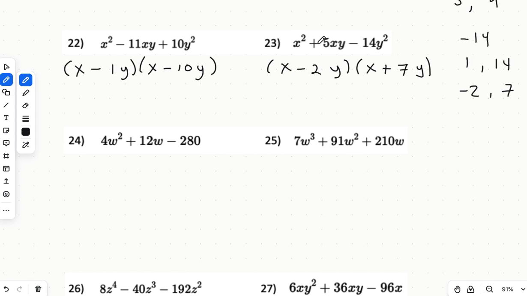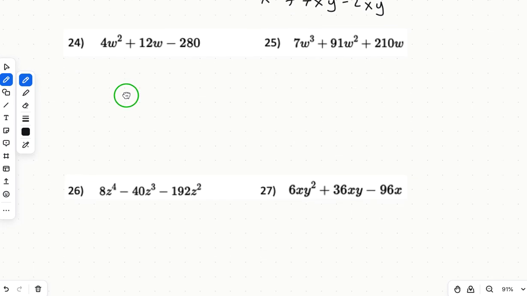Oh, I guess I didn't show the middle term. Let me do that real quick. x times x is x squared, and then x times 7y, so that's how we're getting that middle term back, is 7xy. And then you can see right there we get a minus 2xy. And so that's how we get the xy that we had there.